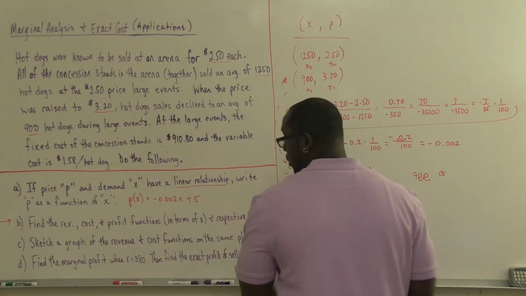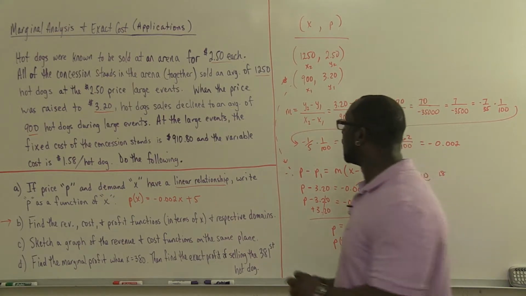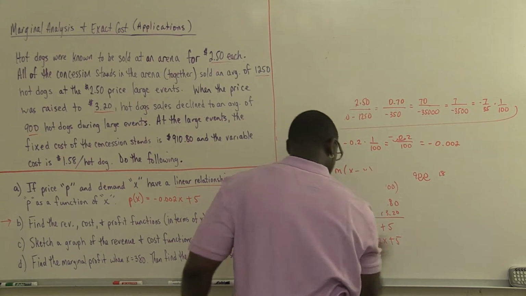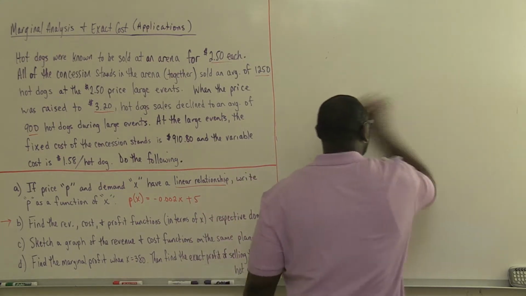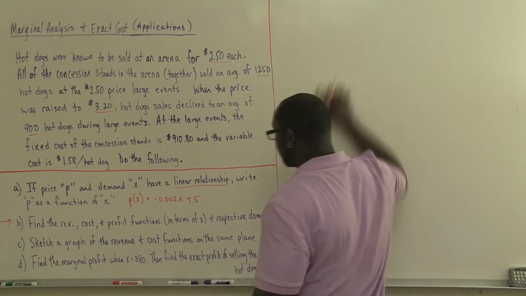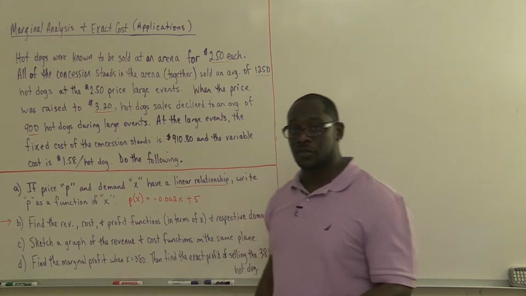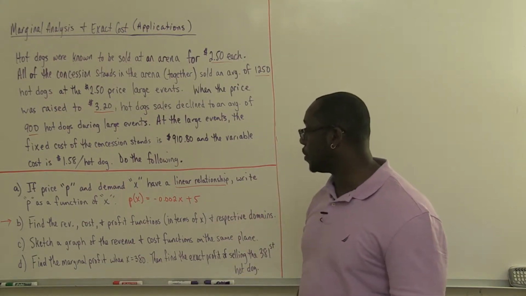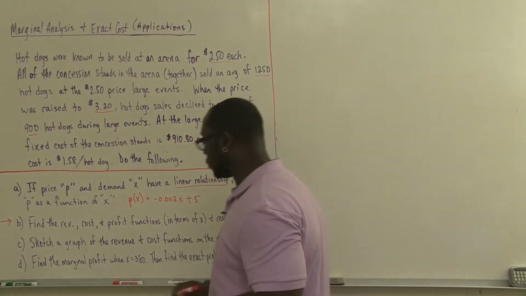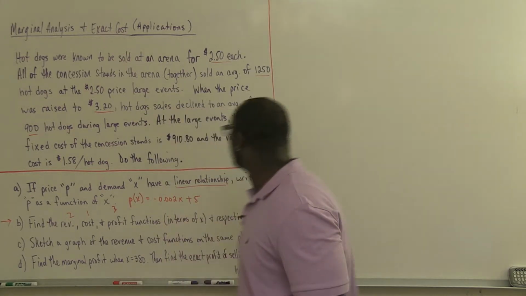So part B says we need to find the revenue, cost, and profit functions for this. Okay. So I'm going to go ahead and erase this. So what I'm going to do is focus on the cost function first, because that's the one where we have to, again, piece together some information here. And then I'll do the revenue one second and then the profit third.